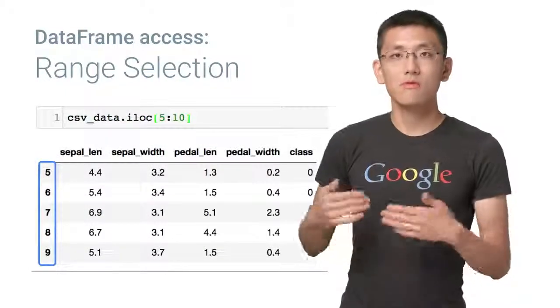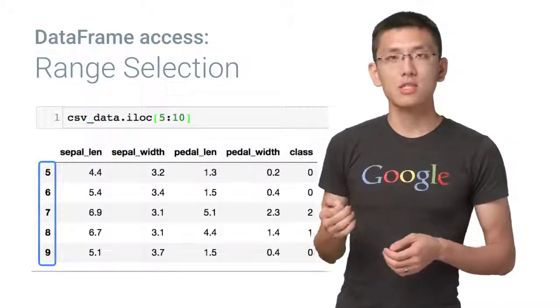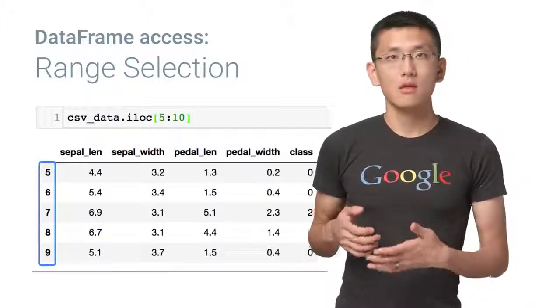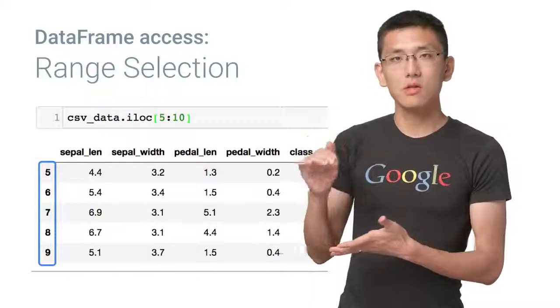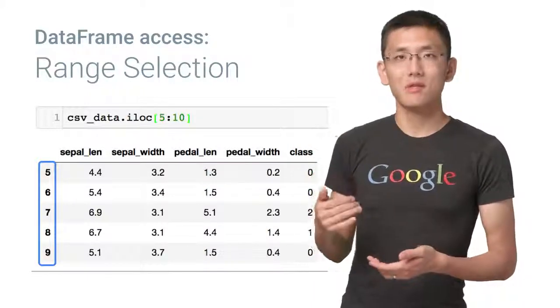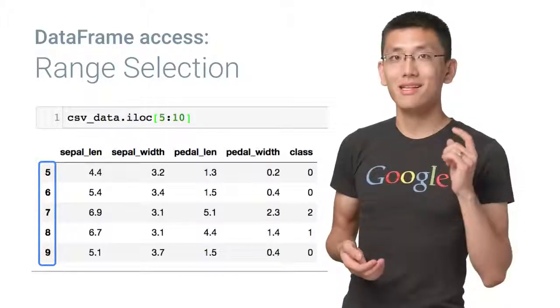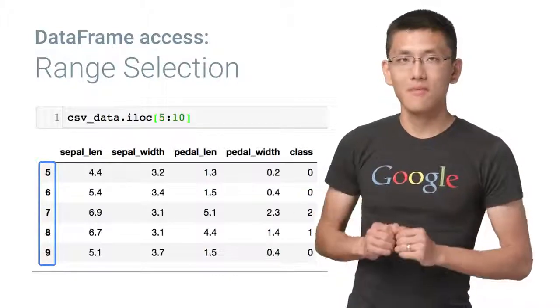If we want to get a range of rows, we can use colon notation inside the brackets that follow iloc, like so. And the starting index here is included, while the ending index is excluded. So this will return row indices 5, 6, 7, 8, and 9, but not row index 10.